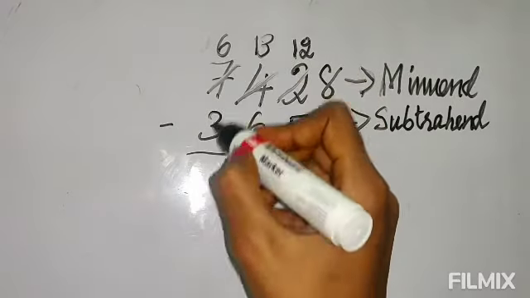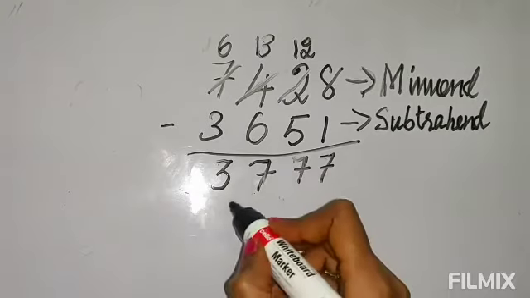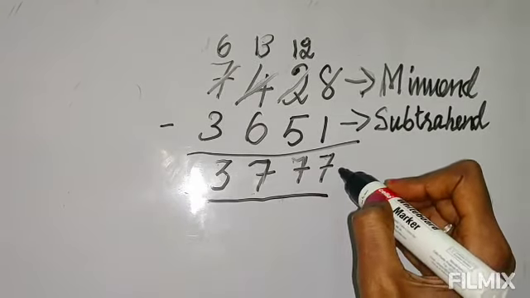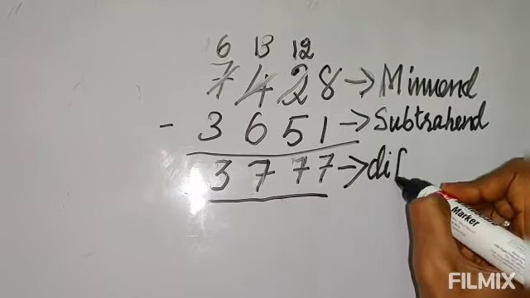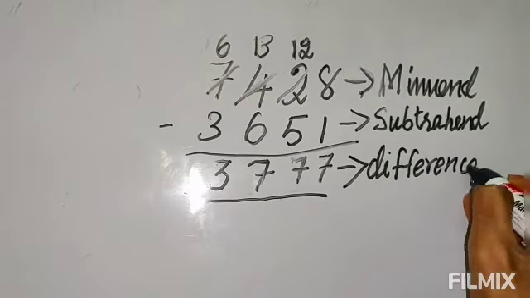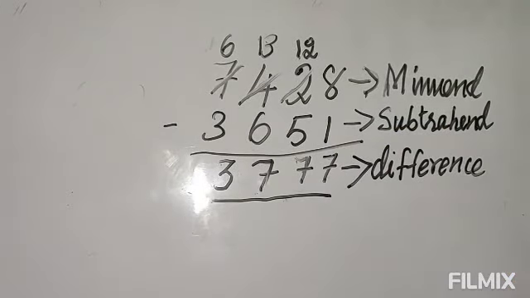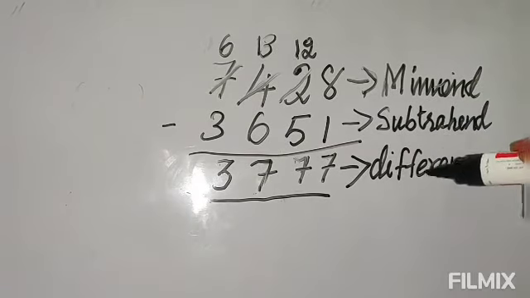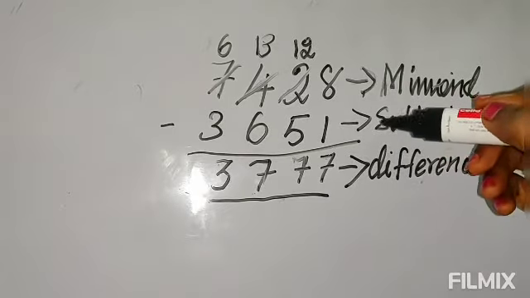Now 6 minus 3, 3. Okay, so the answer is 3777. And in addition, the answer is called sum, and in subtraction it is called difference. Okay, so these are the parts of subtraction. You must know the terms of subtraction. The bigger number is called Minuend, the smaller number is called subtrahend, and the answer is called difference. Okay, so this is the way you will minus.